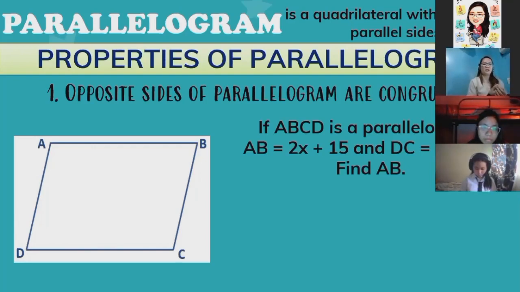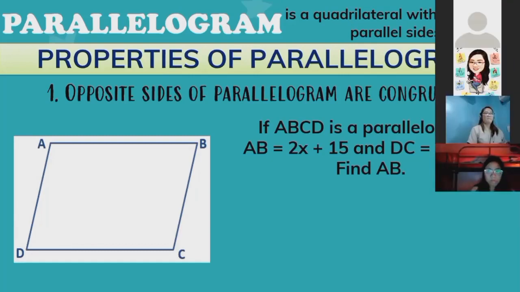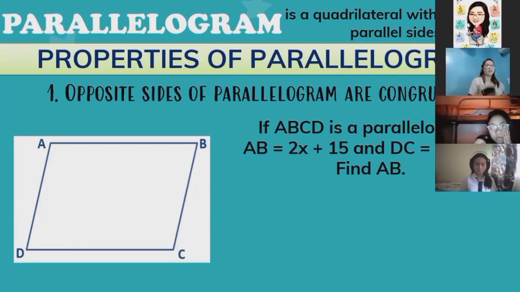Okay, the secret here to find the measurement of AB is you need to look for the value of x first in order to obtain the value of AB. Take note that the opposite sides of a parallelogram are congruent. Okay? Charles? Ma'am, 16, po. 16. Okay, almost correct, but it is still wrong. Try again. Again, you need to look for the value of x first in order to find the value of AB.